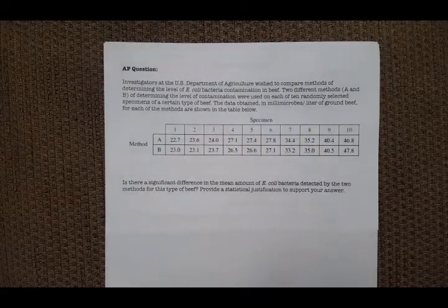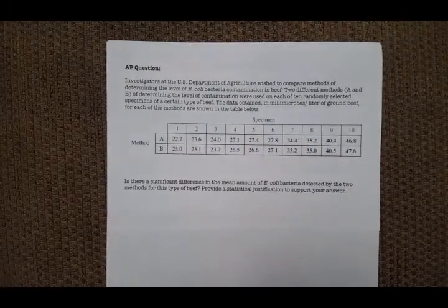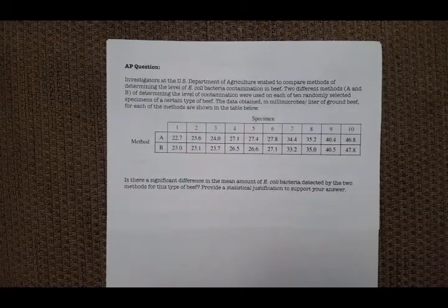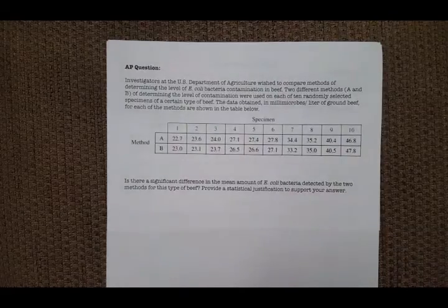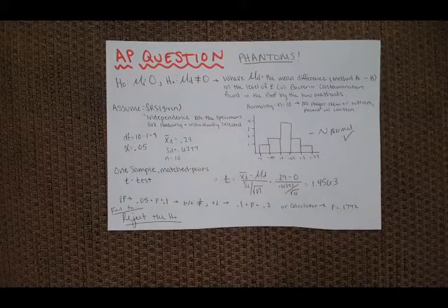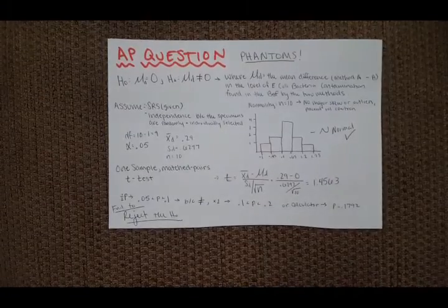So the main question, the only question in this case, is: is there a significant difference in the mean amount of E. coli bacteria detected in the 2 methods of testing beef? So you need to provide statistical evidence to prove that. So in this case, they ask for statistical evidence to prove something. And the immediate thing you should think is hypothesis test.